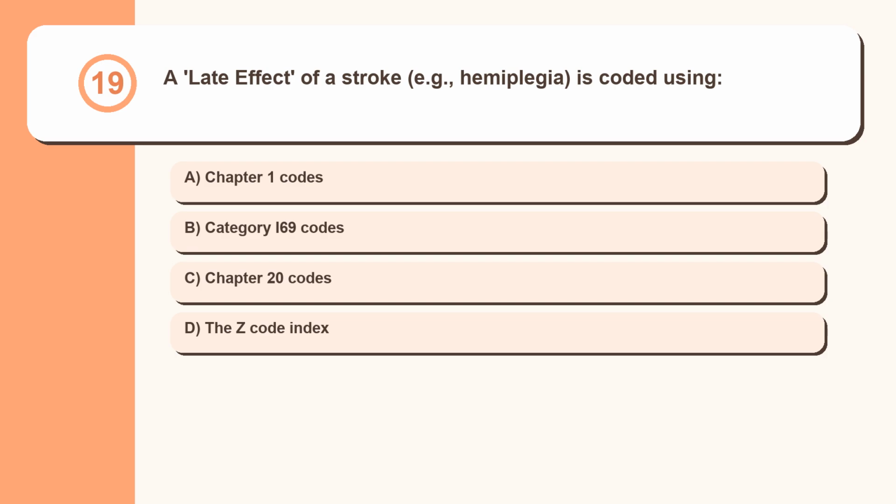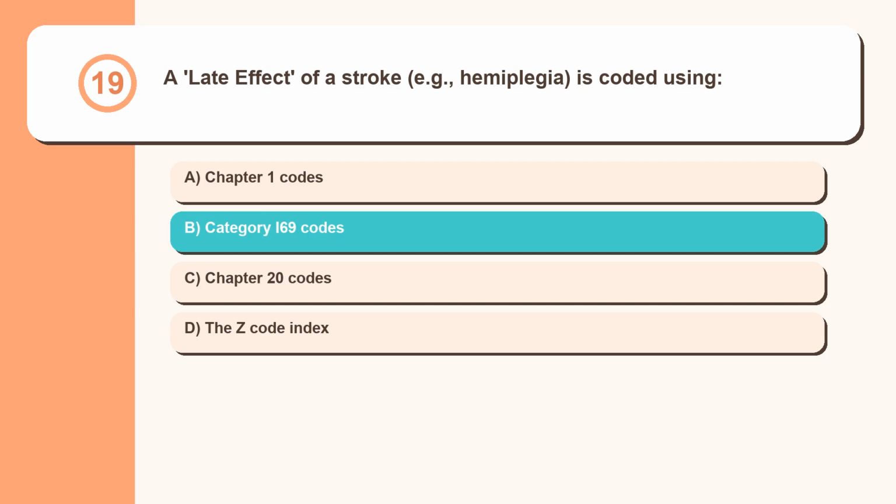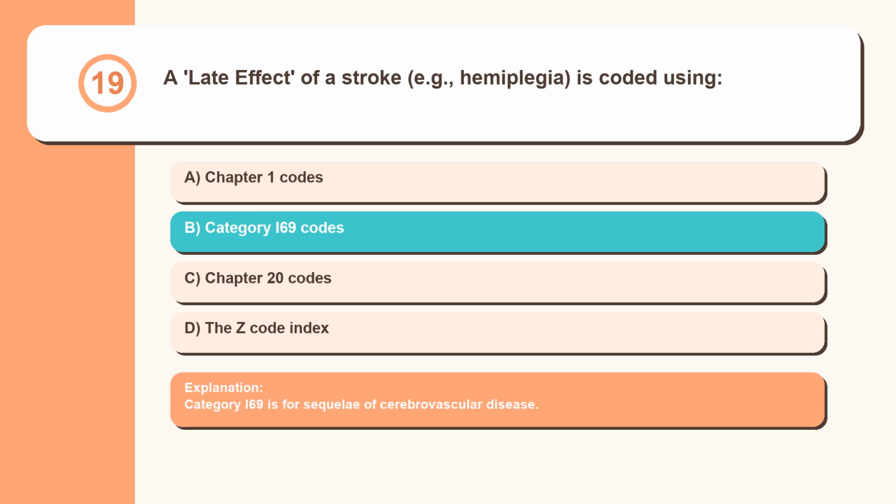Question 19. A late effect of a stroke, example hemiplegia, is coded using Chapter 1 codes, Category I69 codes, Chapter 20 codes, the Z-code index. Category I69 is for sequelae of cerebrovascular disease.